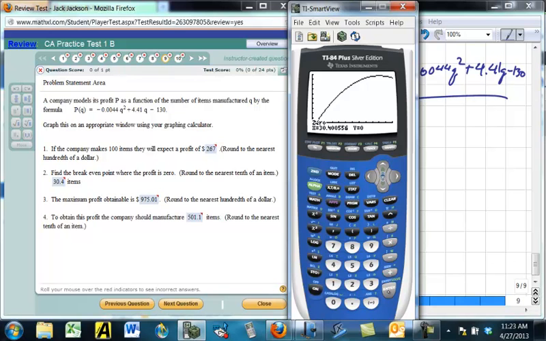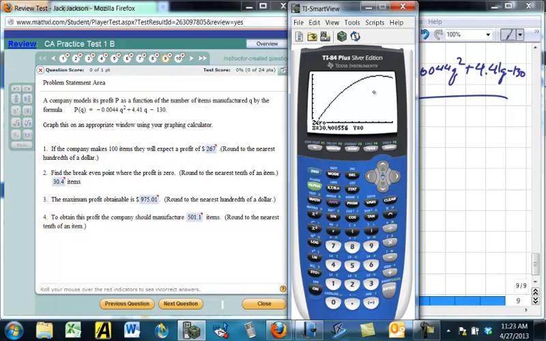So it says round to the tenth of an item. That's 30.4 items. This problem is intended to be done completely with the calculator. Later on in the course we might learn how to do this without a graphing calculator, but right now this is intended to be done with a graphing calculator.